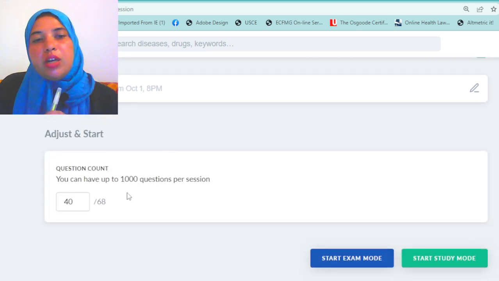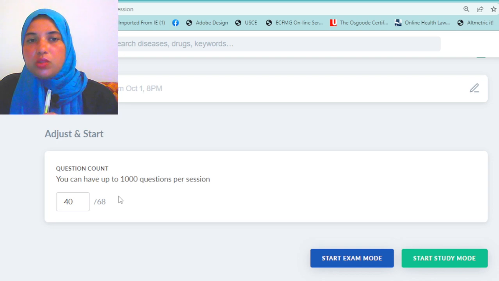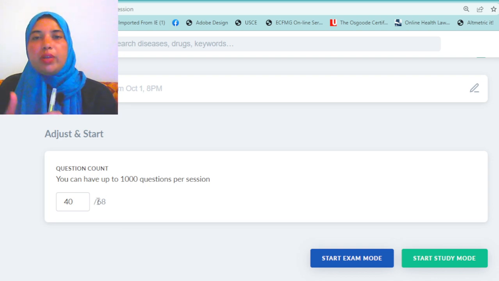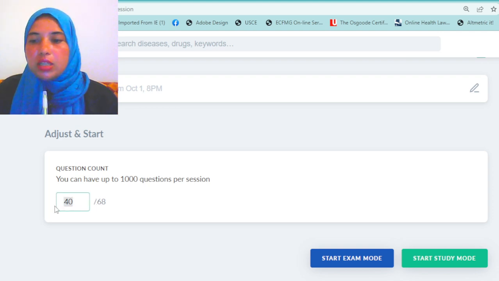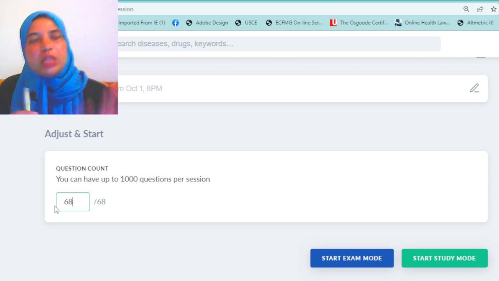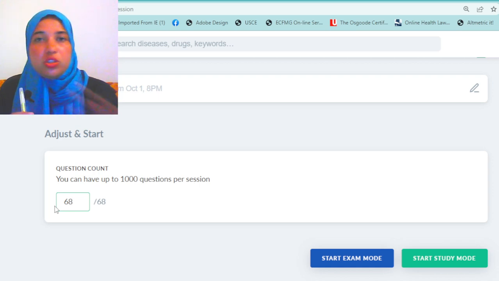You'll see here that you now have to select the number of questions that you actually want to do in this block. Most qbanks will cap it at 40. AMBOSS is really nice because it doesn't do that. If I want to do all 68, I can select all 68 questions. I found that really convenient because there are times where I just wanted to sit down and do a whole bunch of questions for a particular topic without having to set up another qbank each time.